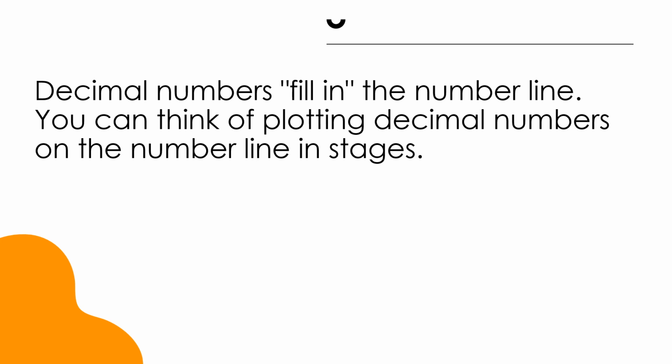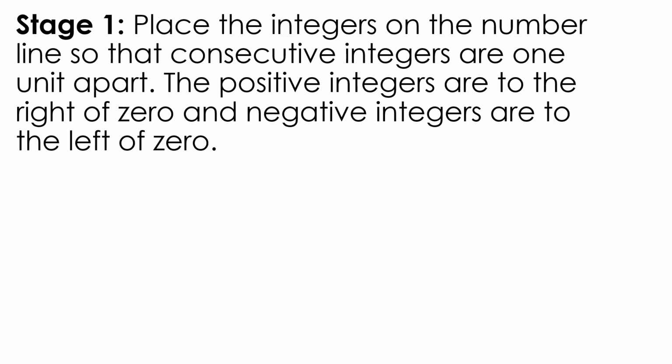All right, so you can think of plotting decimal numbers on the number line in stages based on if the decimal is expressed in tenths or hundredths or thousandths. So the first stage is to place the integers on the number line so that the consecutive integers are 1 unit apart. Of course, the positive integers are to the right of 0 and the negative integers are to the left of 0.